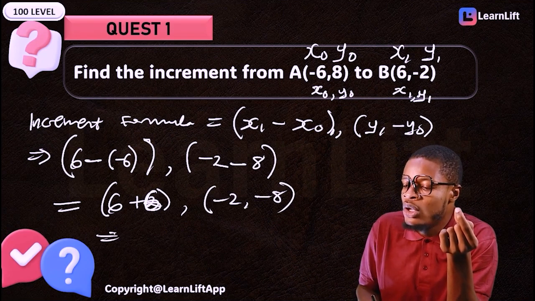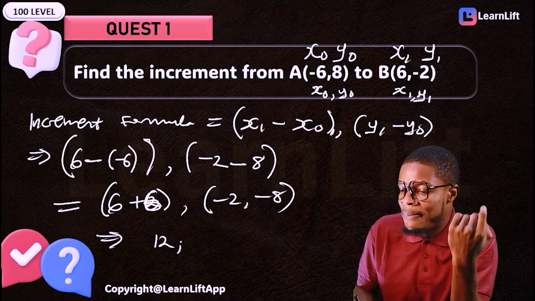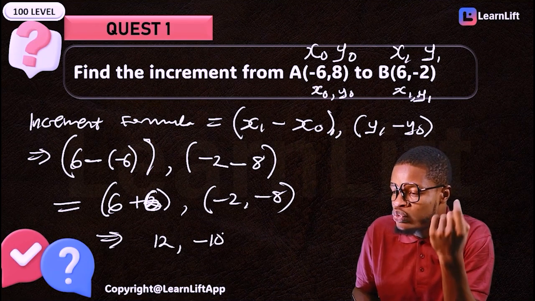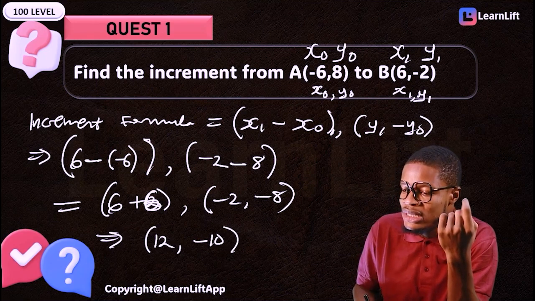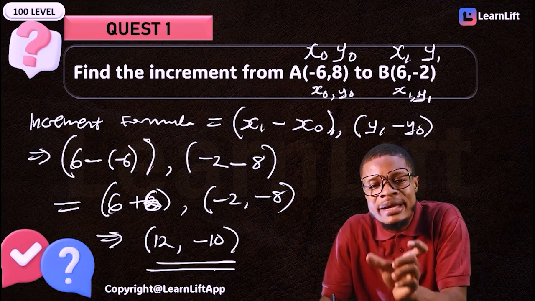And this is going to give us, what is your 6 plus 6? That's your 12, comma, how many is here? Minus what? 10 is what we're going to have. 12, comma, what? Minus 10. So this automatically becomes our answer. So find the increment from this to this.